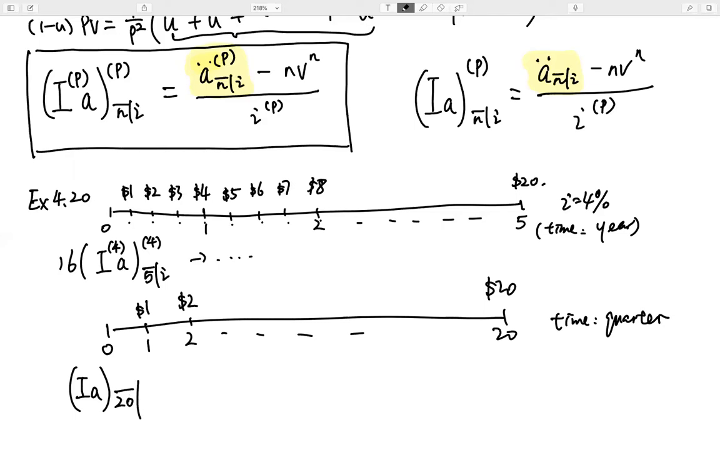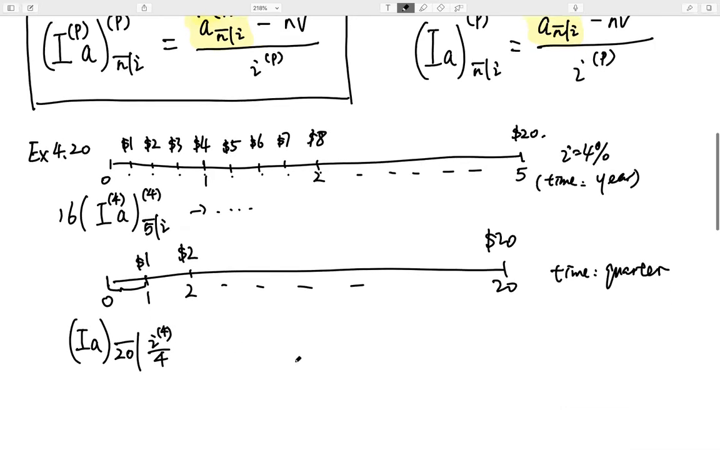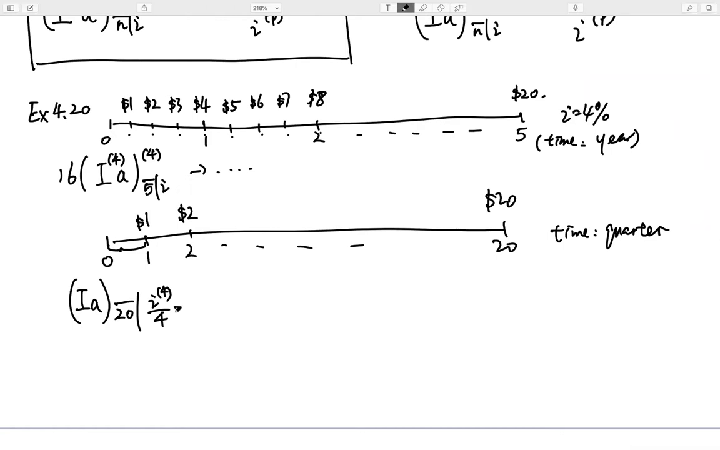Okay, and then I need to know the effective interest per unit time, which is per quarter, which will be I4 over 4, right? And I4 over 4 is very simple to figure out. This is nothing but 1 plus I to the power of 1 over 4 minus 1. So I will get the result. This is about 0.9853%.